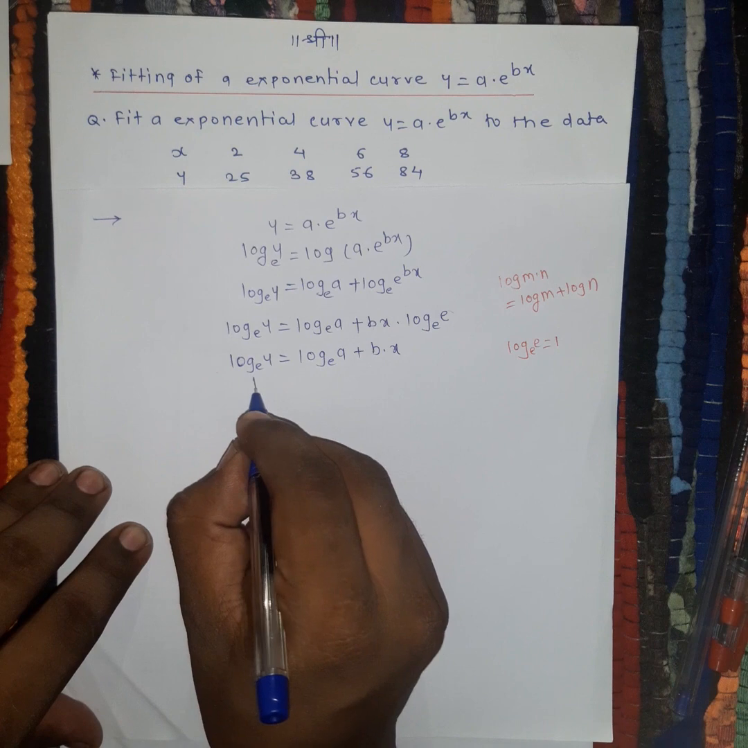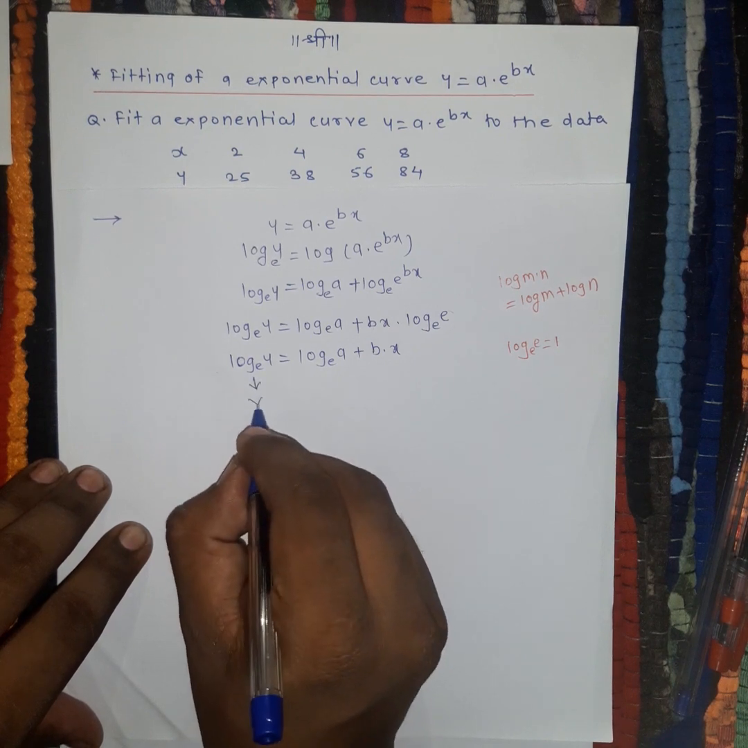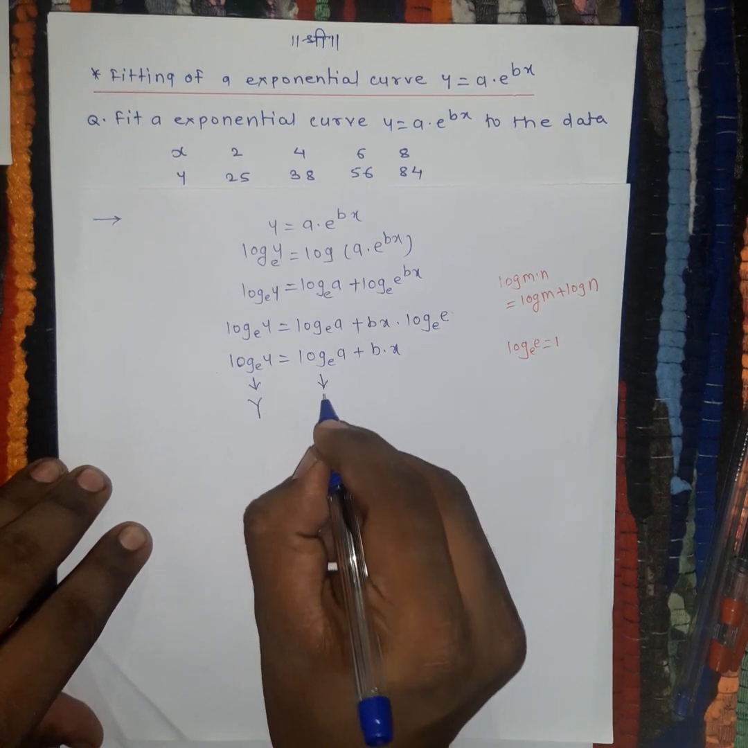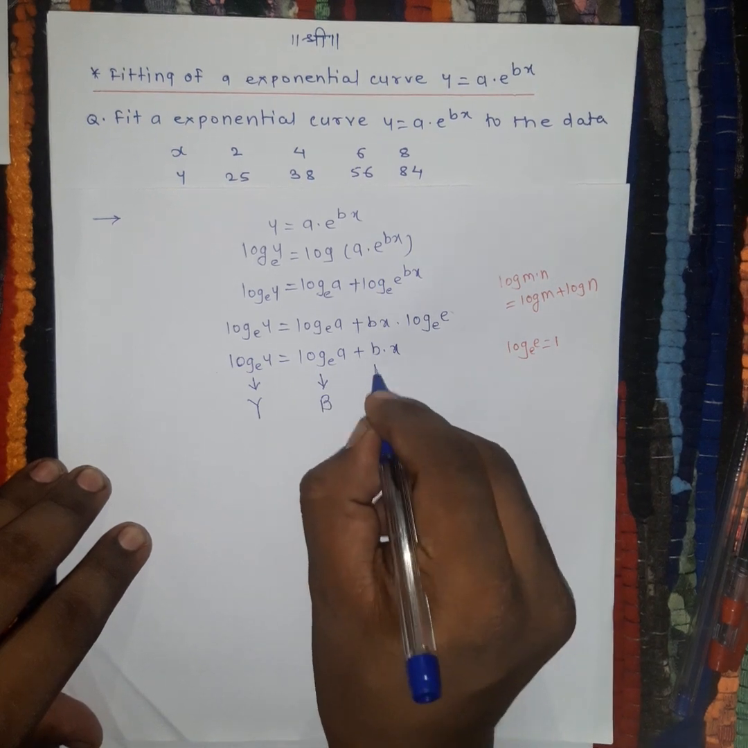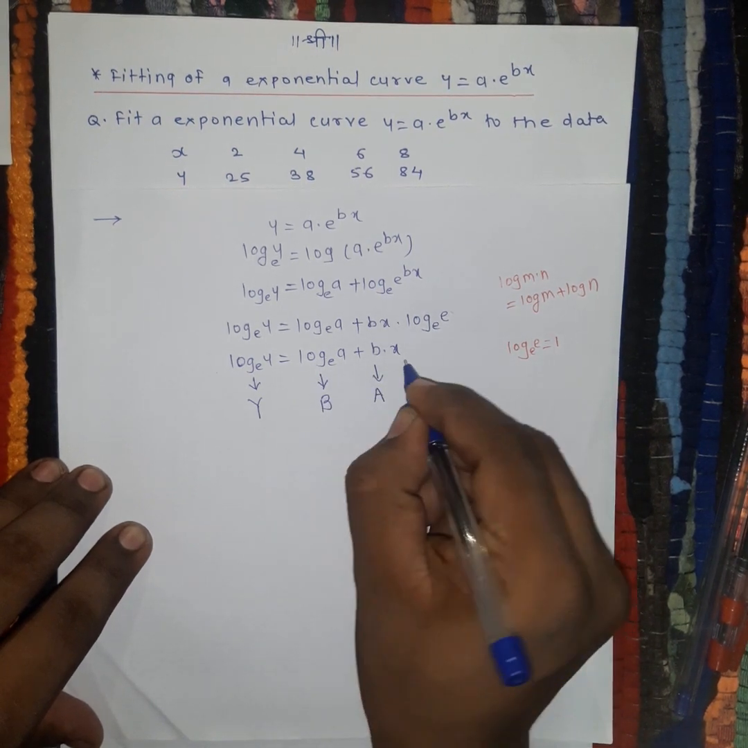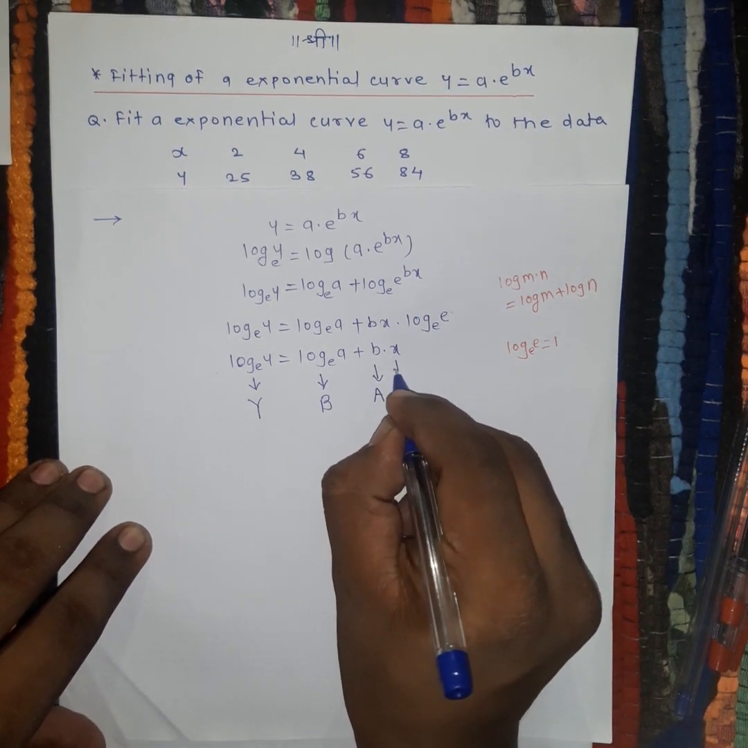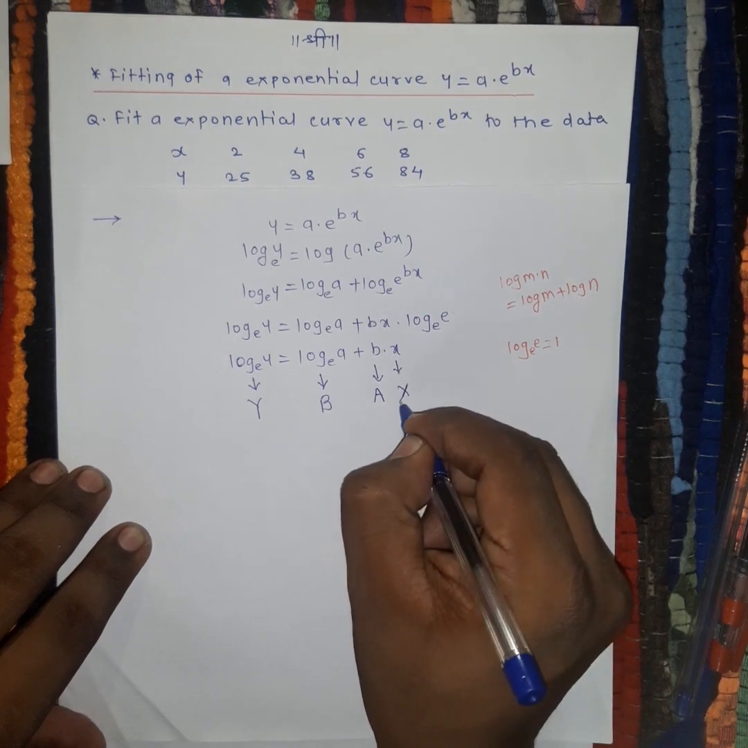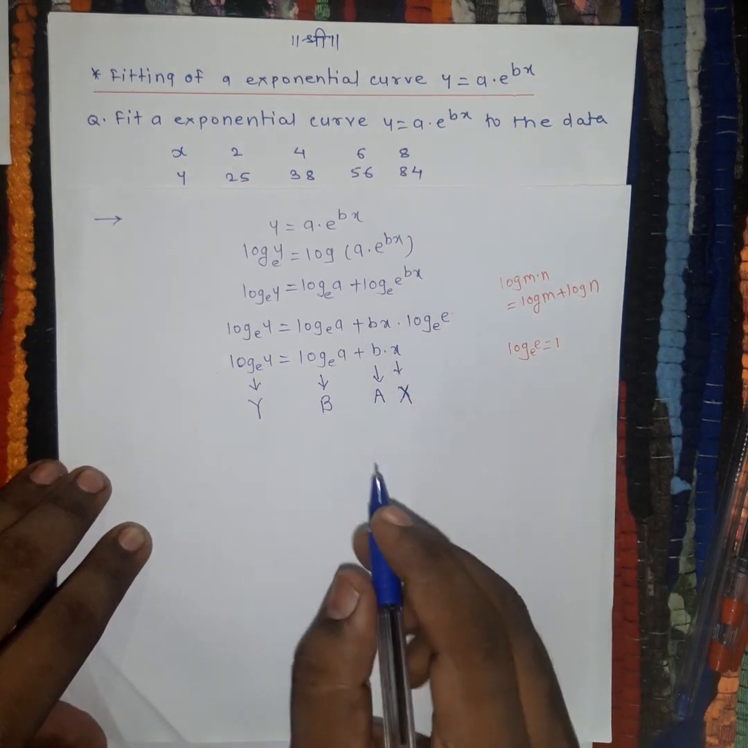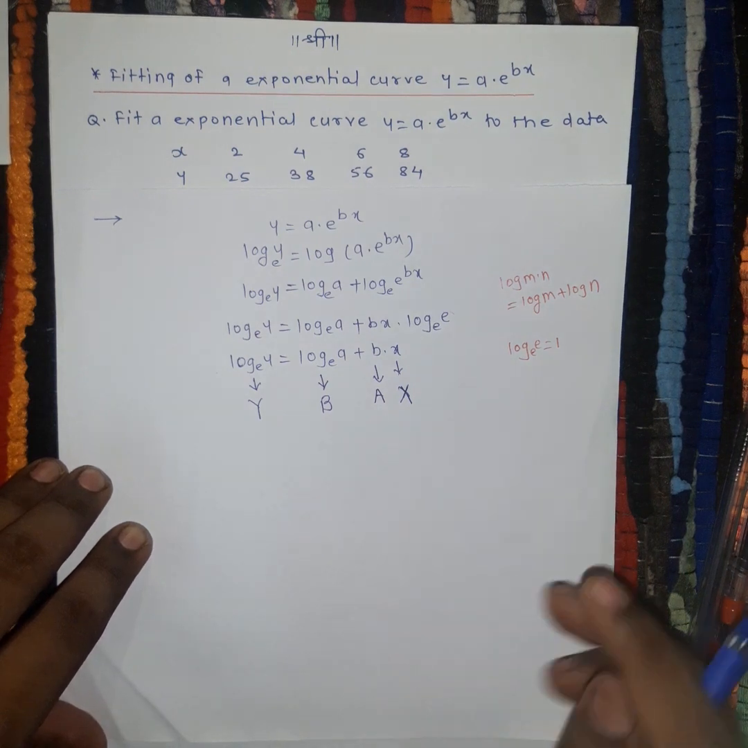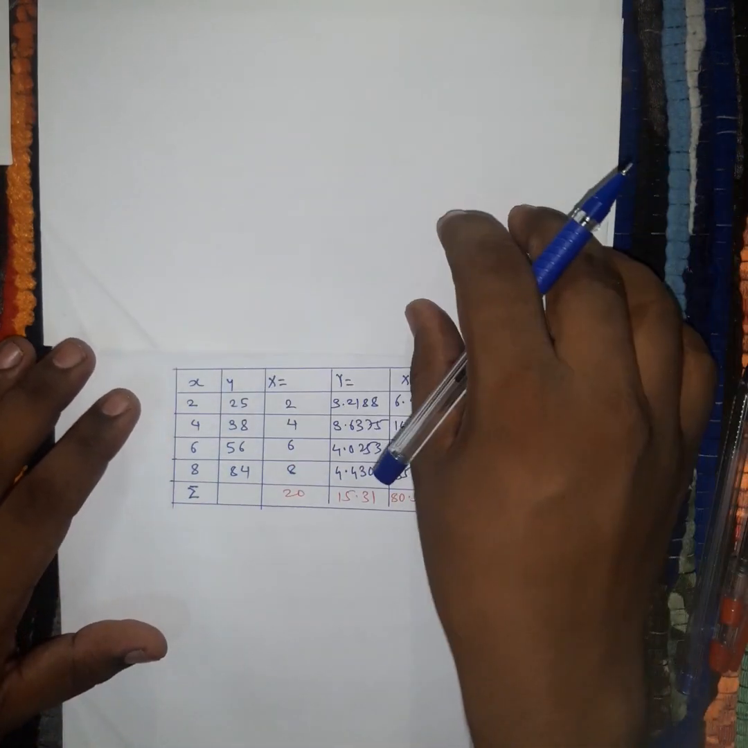Now we have to convert this equation. Let's consider this log of y to the base e as a capital Y, this a as a capital B, this b as a capital A, and this small x as a capital X. Now we have to prepare a table according to this. So I have already prepared a table for the same.